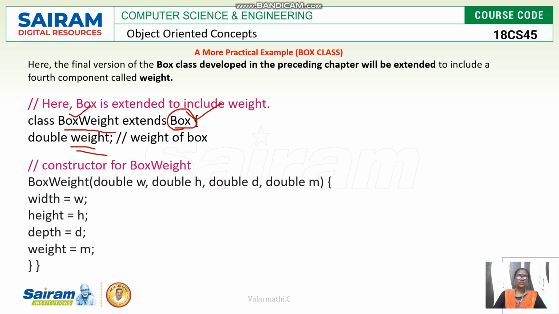So in the constructor, how can it be written? BoxWeight with parameters w, h, d, and m. Here w is nothing but width, h is height, and d is depth, and one more variable m, which is nothing but weight. So these four variables can now be assigned in this BoxWeight constructor.